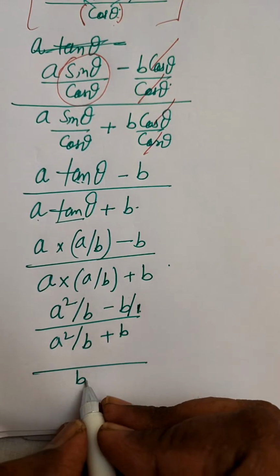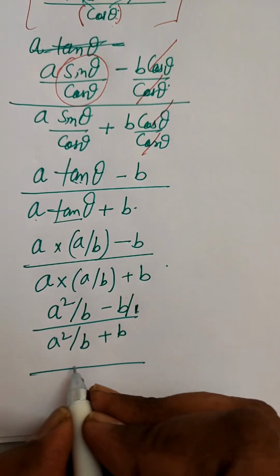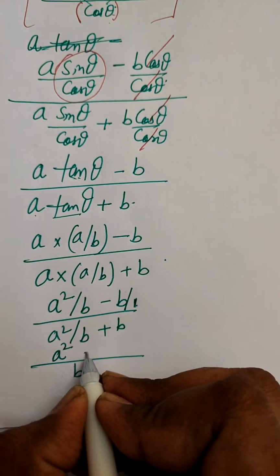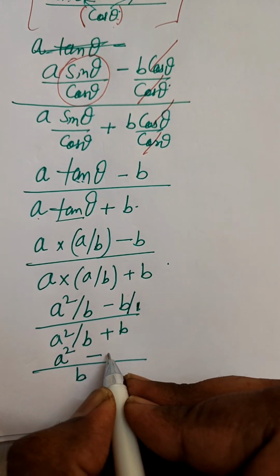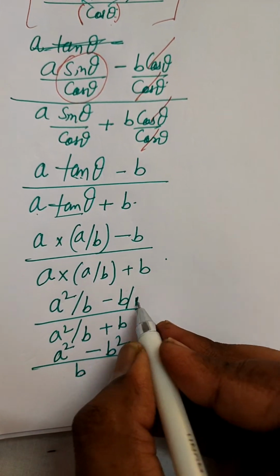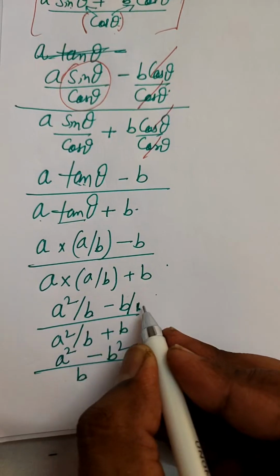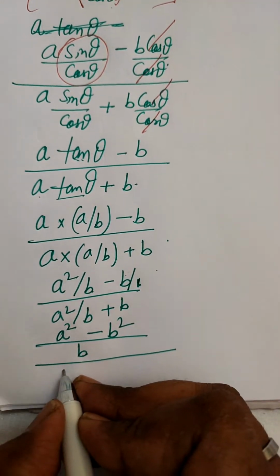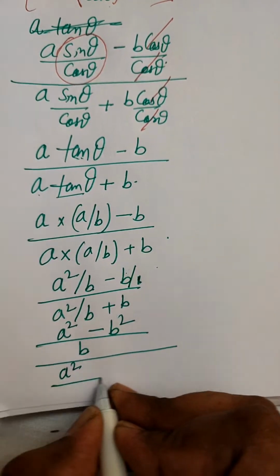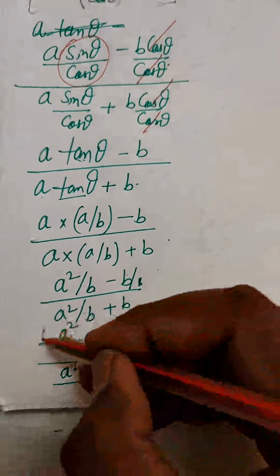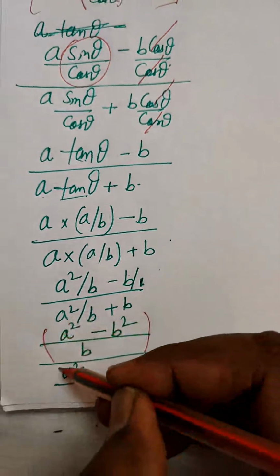On taking the LCM, b will be the denominator, and in the numerator we get a square minus b square, because 1 in b times becomes b, so b into b will be b square. This is divided by, similarly taking LCM there as b. So here this is the numerator and this is the denominator.